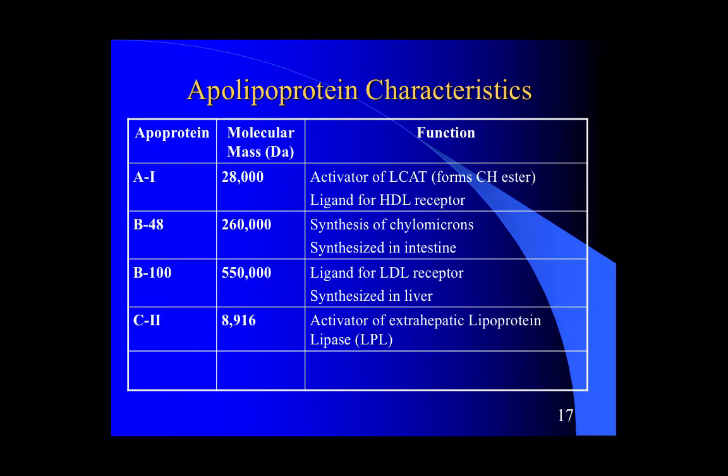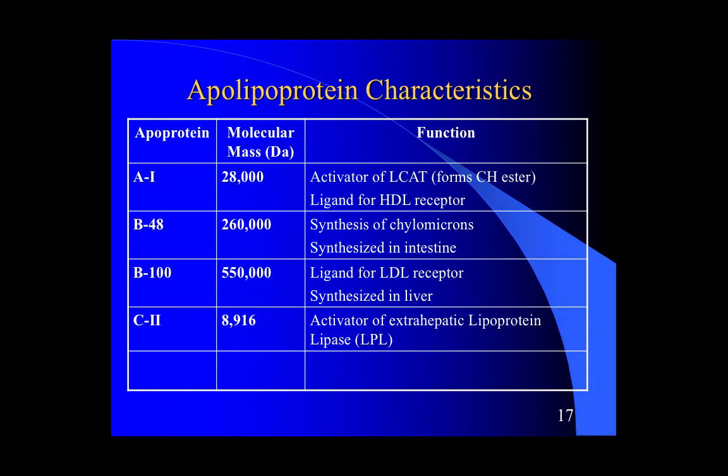And that's another reason LDL are unique, because they have that one. And then we have A1 and C2. You can see are pretty small, but B48 and B100 are really large proteins. And you can see what they do. A1 we'll talk about when we talk about HDL in a second. They actually activate an enzyme called LCAT. And they're a ligand, also a ligand for the HDL receptor.